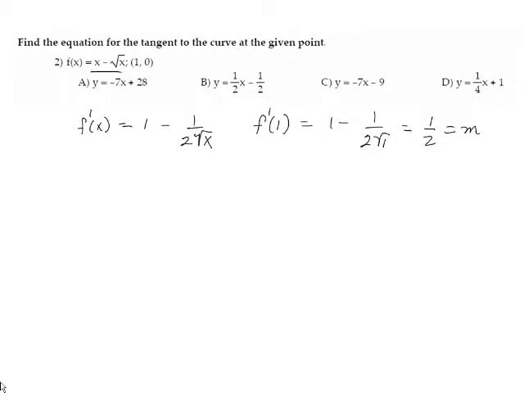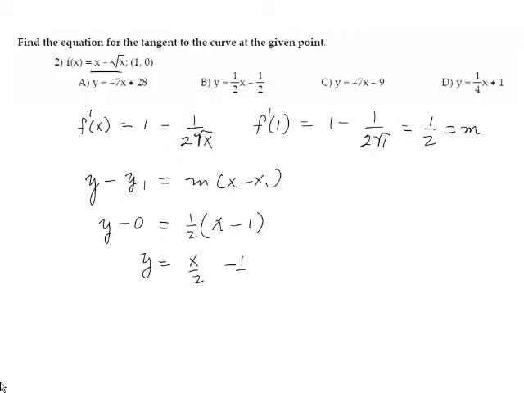So we now simply write down the equation for a straight line as y minus y1 equals m times x minus x1. So we get y minus y1, which is 0, equals m, which is 1/2, times x minus x1, which is 1. And so we get y equals x over 2 minus 1/2, which is equal to answer B.